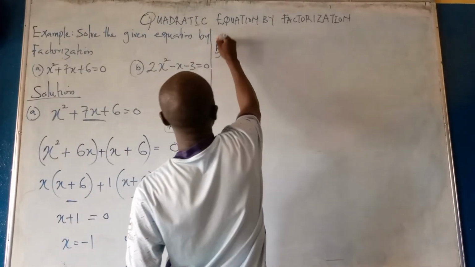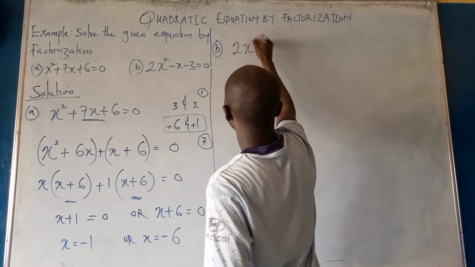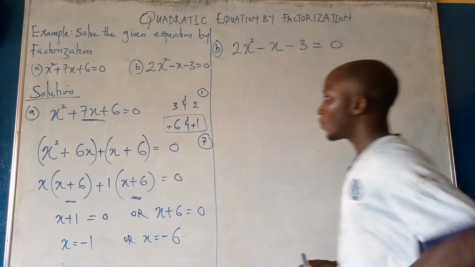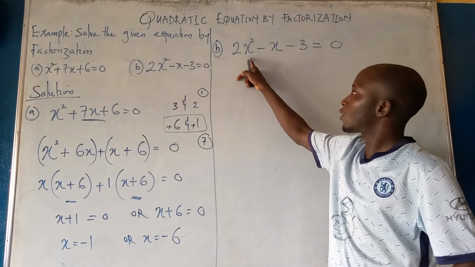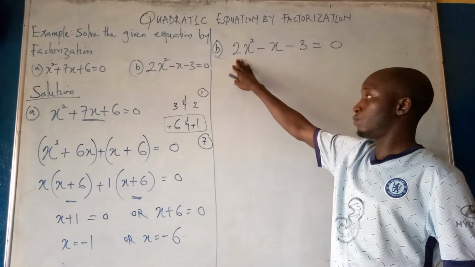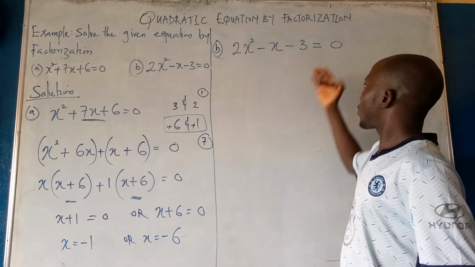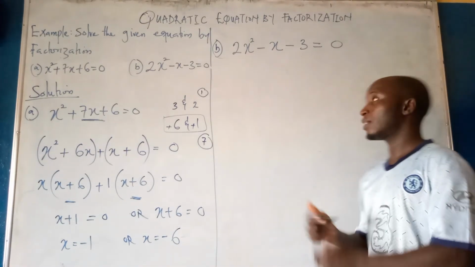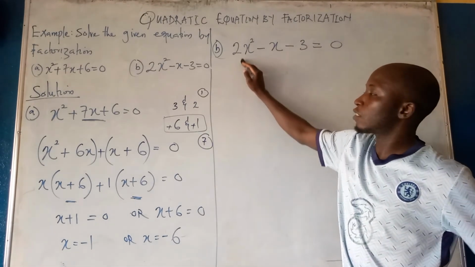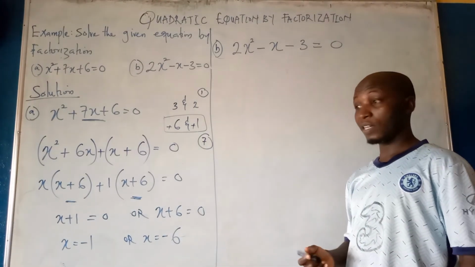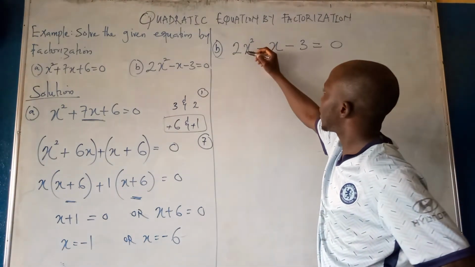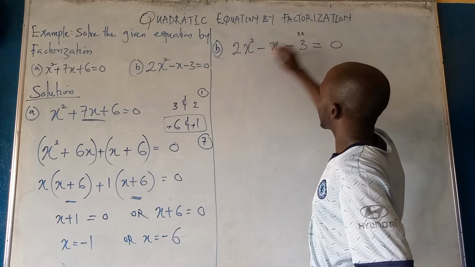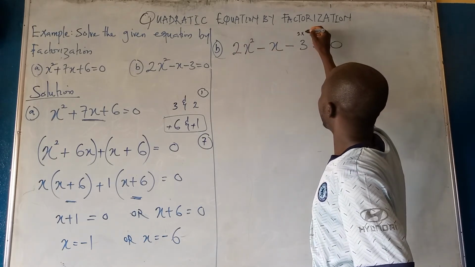Now, look at b. It is 2x raised to power 2 minus x minus 3 equals 0. If you look at the coefficient of x squared, it is not unity, it is 2. So by the time you are looking for two factors of 3 that, when multiplied together, give you 3, without considering the coefficient of x squared, we are going to have a different answer. Now, since the coefficient of x squared is 2, this is going to be 2 times the constant value, which is 2 times 3.